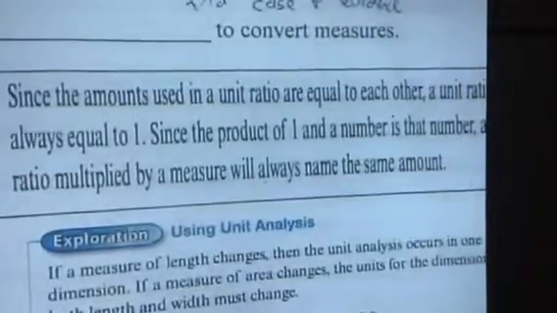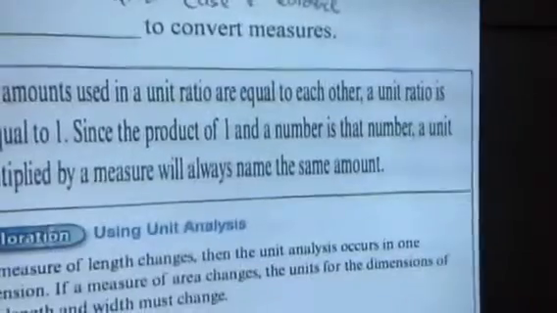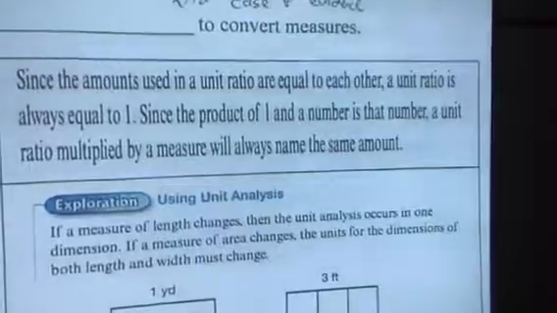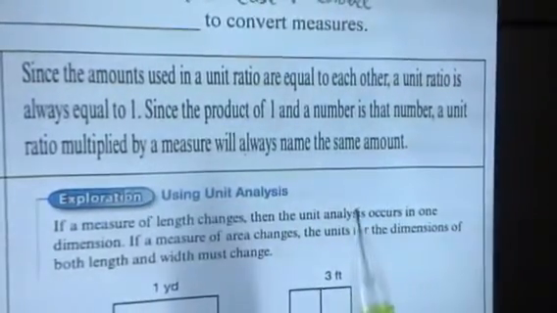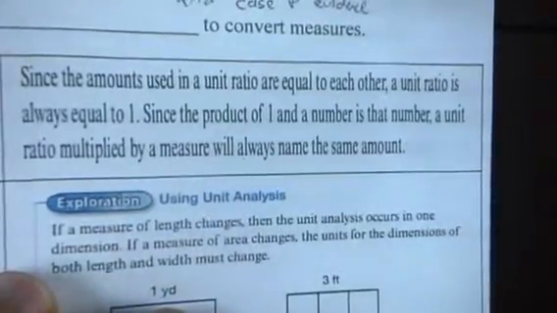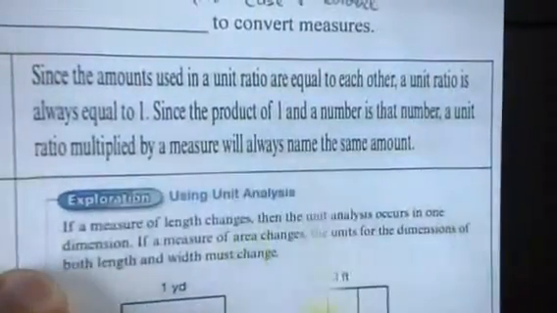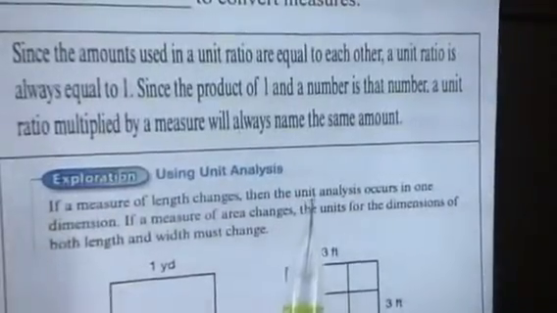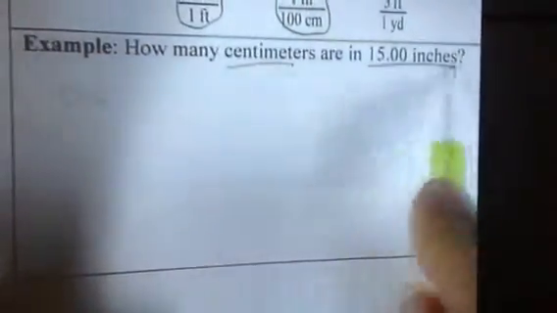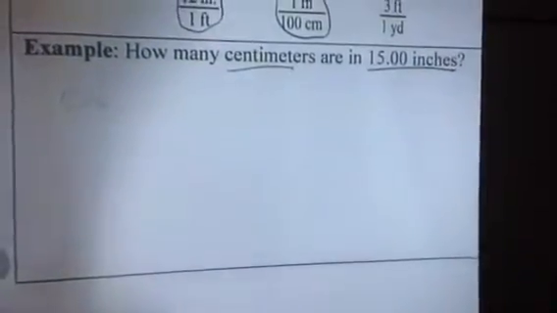So, since the amounts used in a unit ratio are equal to each other, a unit ratio is always equal to 1. Since the product of 1 and a number is that number, a unit ratio multiplied by a measure will always name the same amount. So when you multiply something by a unit ratio, you're not changing the value at all, okay? So, if we're ever converting something, like we are here, how many centimeters are in 15 inches? What I like to use is something called a case and some evidence.